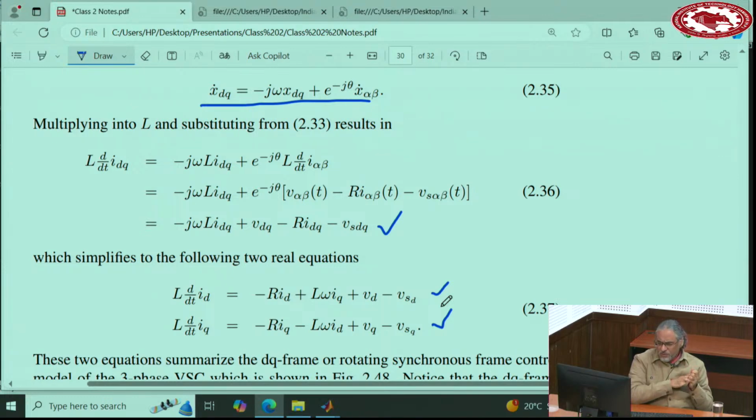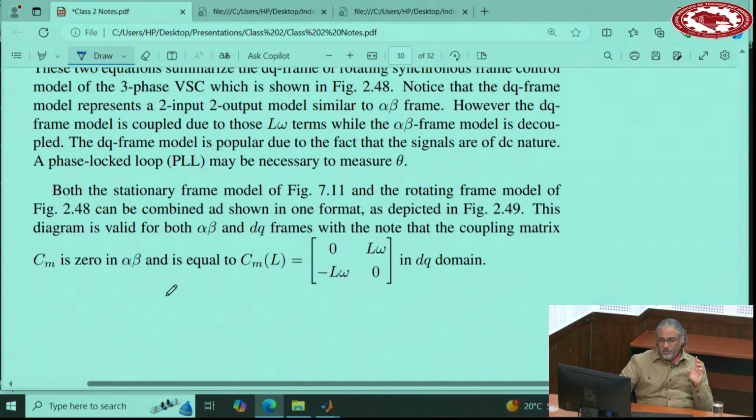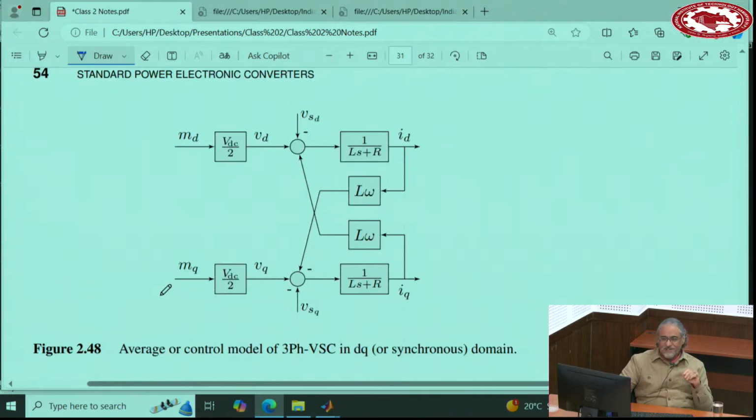One thing we notice is that it is very similar to the alpha beta equations, with the difference that this term L omega IQ and this negative L omega ID appear. This comes from the second equation and this comes from the first equation. So these two equations are no longer separate. In alpha beta they were separate. Here they are no longer separate. If you want to show it in a diagram, it will be like this. You have a coupling between this channel and the first one, and the first channel to the second. There is a coupling between them.